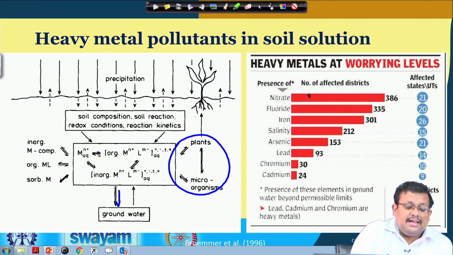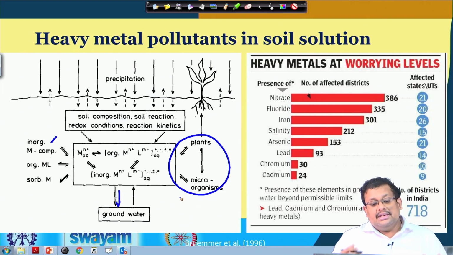These heavy metals can react with different inorganic components and produce metal compounds. They can sorb into the organic matter, which we are going to discuss in our coming lectures. So, they can produce organic matter metal complexes, and also they can sorb to other species. So, this is basically the interaction, or dynamics, of heavy metals in the soil solution.